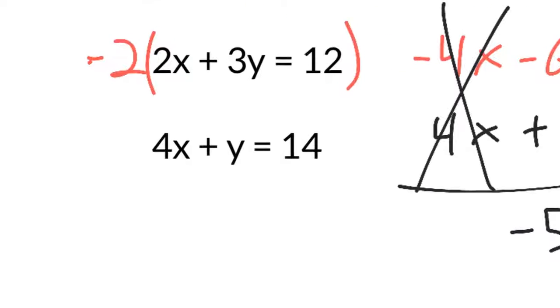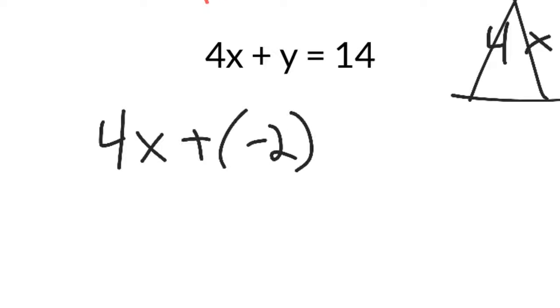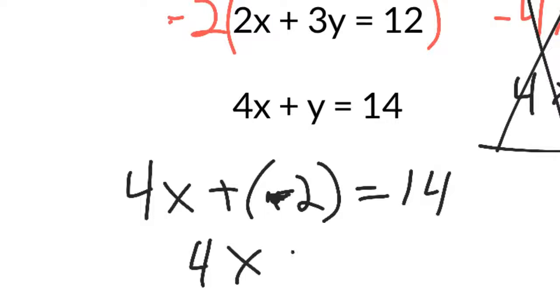And once you have one of the variables, you just have to plug it back in and find out the other one. Like take either of the equations, like the bottom one. Wait, was it -2? That was +2. Whoops. We found out that y was +2, so I'm going to plug in +2 into the bottom. So I get 4x plus 2 equals 14.